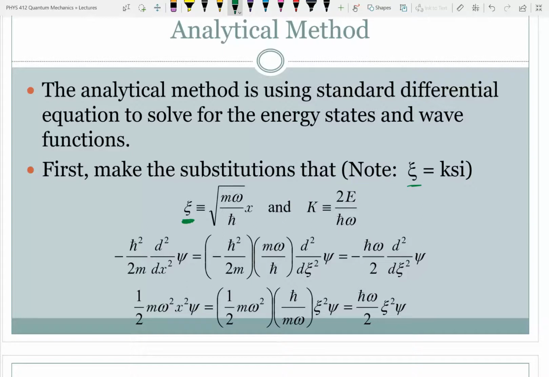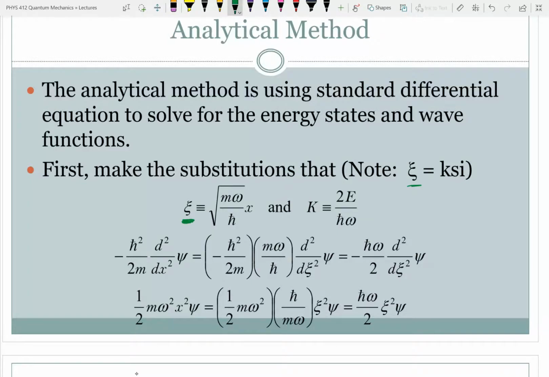And then we're defining a new constant k. K is not kinetic energy or anything like that. It's just a constant, actually, I think it's a constant kappa, capital kappa, equal to 2 energy over h bar omega. The reason we do this is to make the Schrodinger equation for a simple harmonic oscillator into a simpler form.